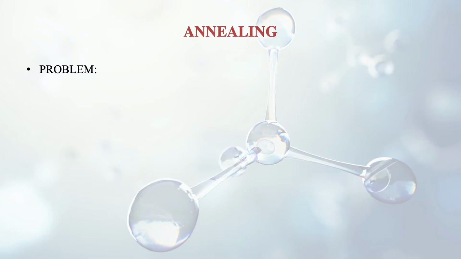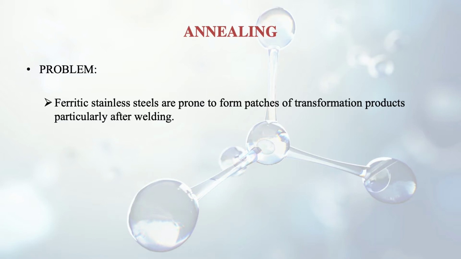The first process that we are discussing here again is annealing. And what is the problem this stainless steel faces? Ferritic stainless steels are prone to form patches of transformation products, particularly after welding. So after welding, in case of ferritic stainless steel, there are certain transformation products in the form of patches, and they can break, or they make a very rough kind of layer over the specimen.